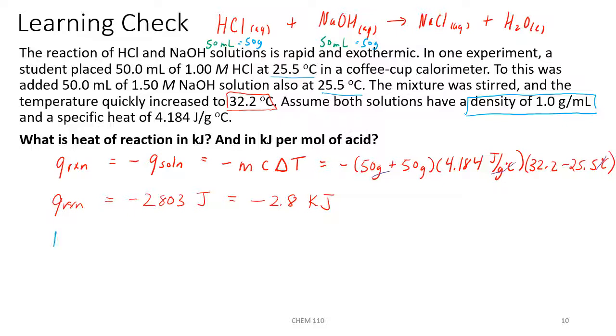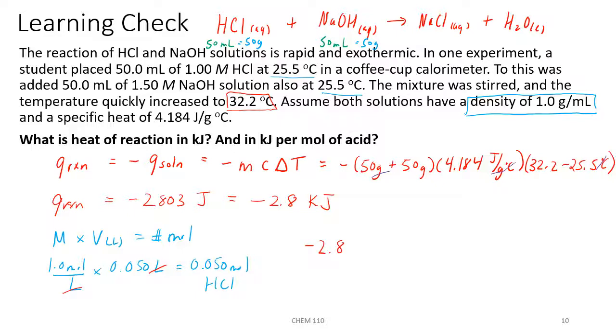We can use the formula molarity times the volume in liters to calculate the number of moles of acid. Our molarity of acid was 1 mole per liter, and our volume of HCl was 50 milliliters or 0.050 liters. Our liters will cancel, and our number of moles will be 0.050 moles of HCl. If we take the energy we calculated in the first part and divide by the moles, we can describe how much energy is produced per mole.